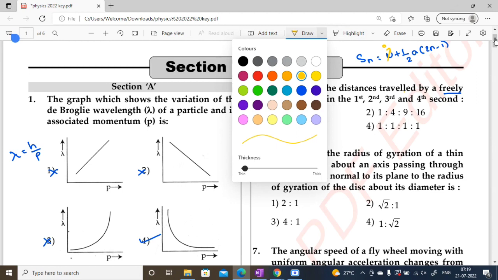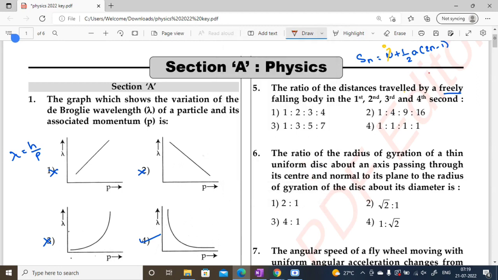And let me try to figure it out. So instead of 1, 2, 3, 4, you have to substitute for the first, second, third second, and fourth second. And instead of a, you should take it as g because it's a free fall condition. On doing this, finally you will be getting the answer, so it's very clear, the answers will be in the ratio 1 is to 3 is to 5 is to 7, right?